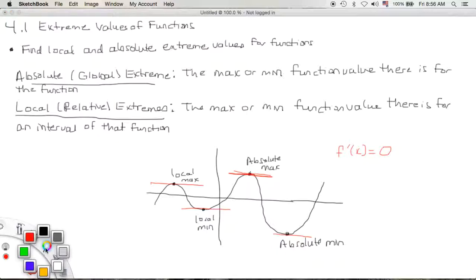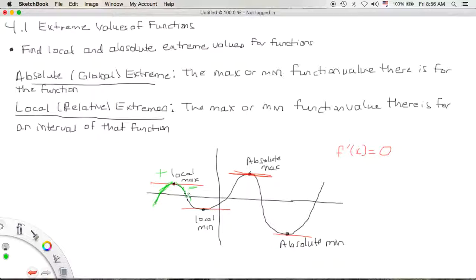Now, let's look a little bit at the derivatives around there. What do we know about these derivatives? If we draw in some tangent lines in here, all these slopes on this side are positive. But what happens on this side? Right, they're all negative. So for a maximum, you're going to have positive on one side of it and negative on the other side for the derivative.